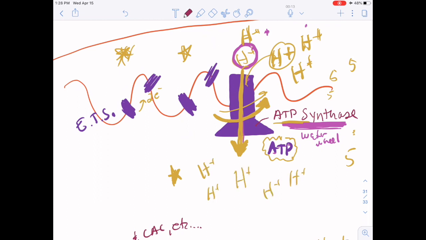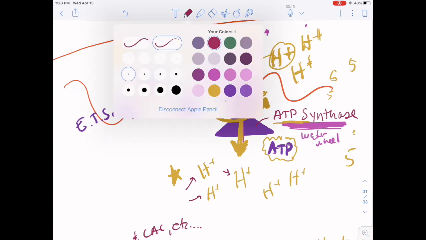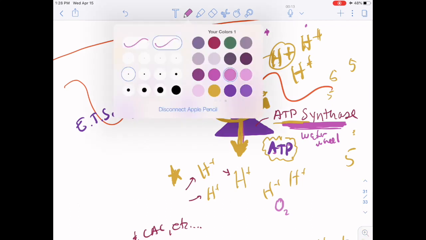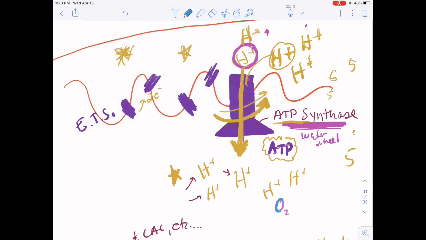Let me put them back there. The cell's like, we could make all these protons disappear if we bind them to another molecule. Who are we going to bind these to? Oxygen says, I got this. I'm here. Actually, this oxygen just says blue to me. I'm going to change it to blue. Oxygen's like, ooh, pick me. I'll bind to the protons.